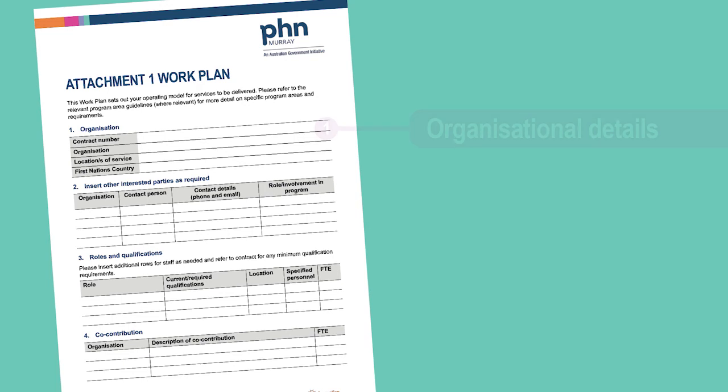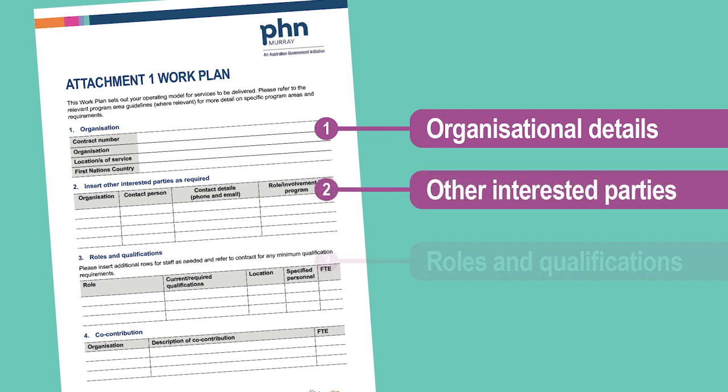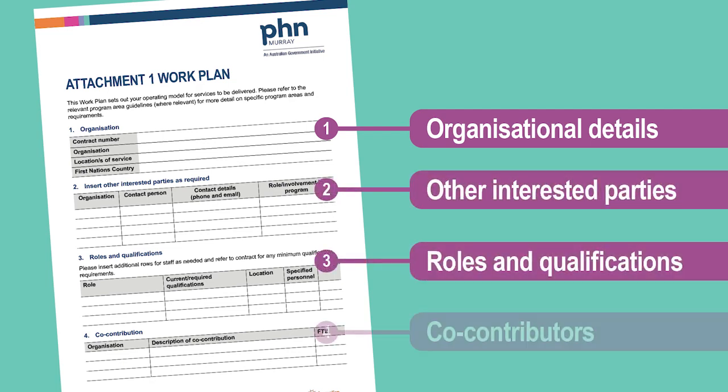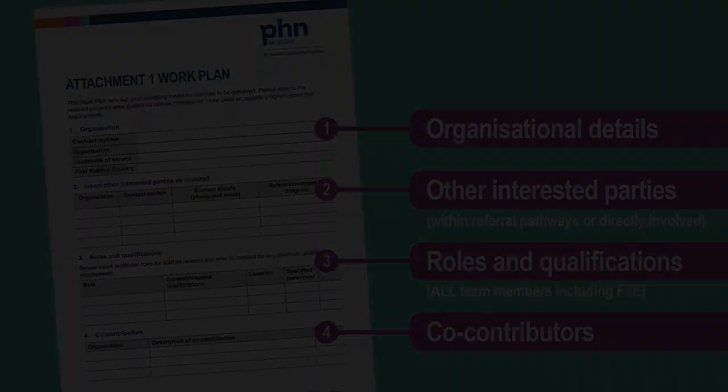Section 1 through 4 consists of your organisational details, other interested parties, roles and qualifications, and co-contributors. Note the roles and qualifications section relates to all team members directly involved within the project. This is where you outline who will be involved and their full-time equivalent as it relates to the project. Other interested parties may be parties involved within referral pathways or directly involved within the project parameters.